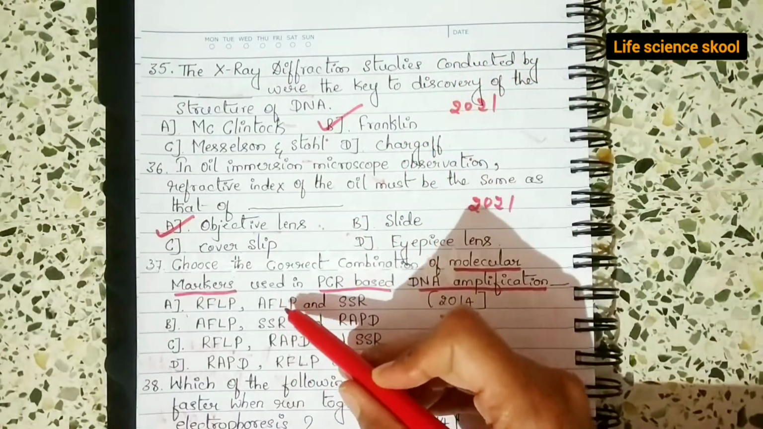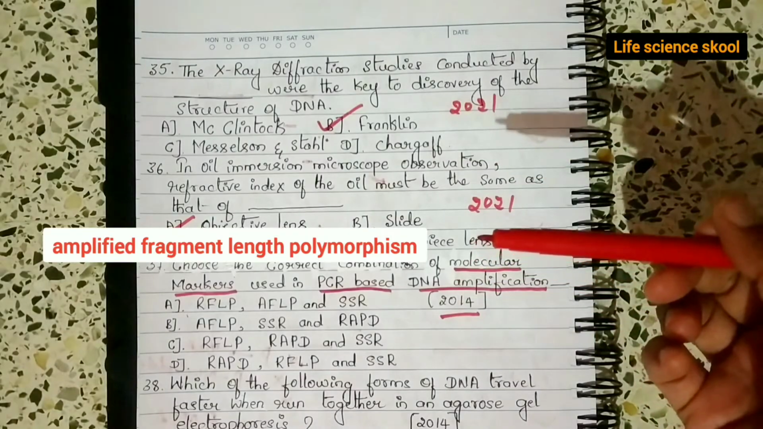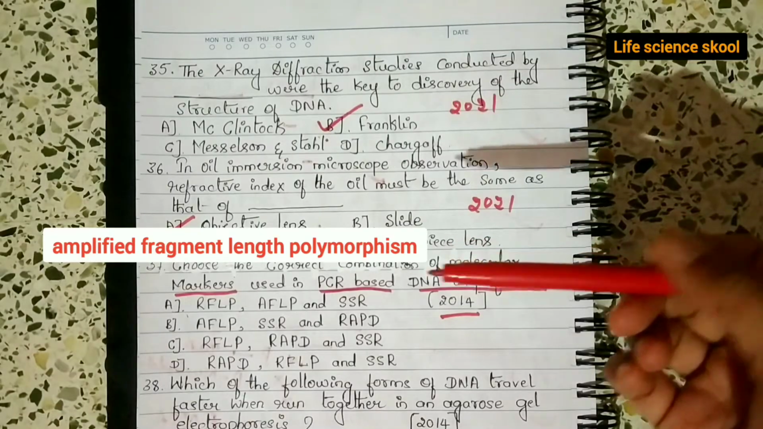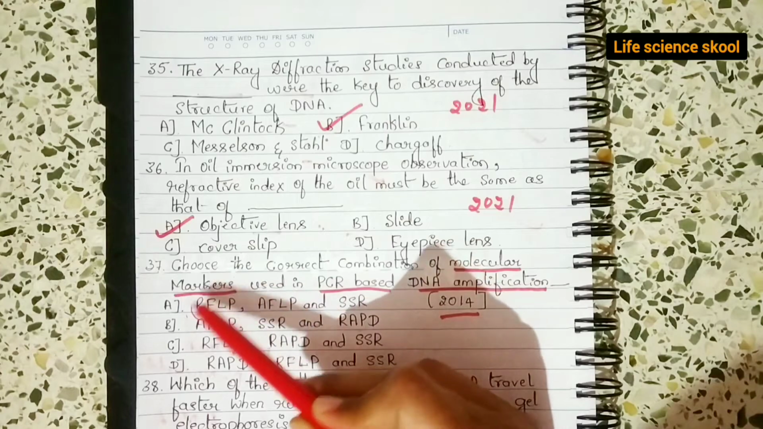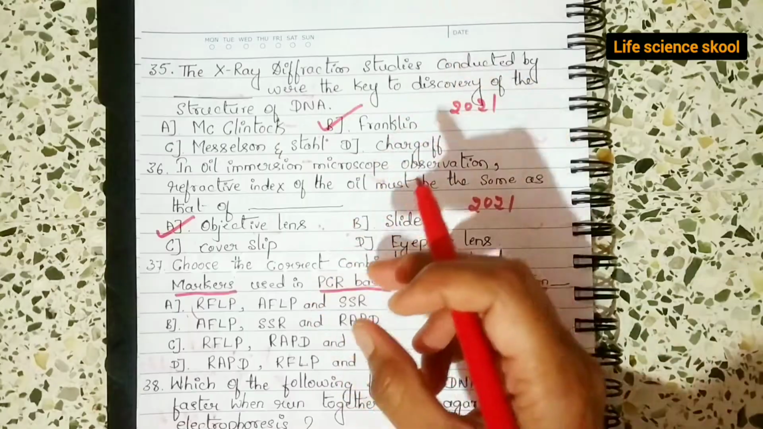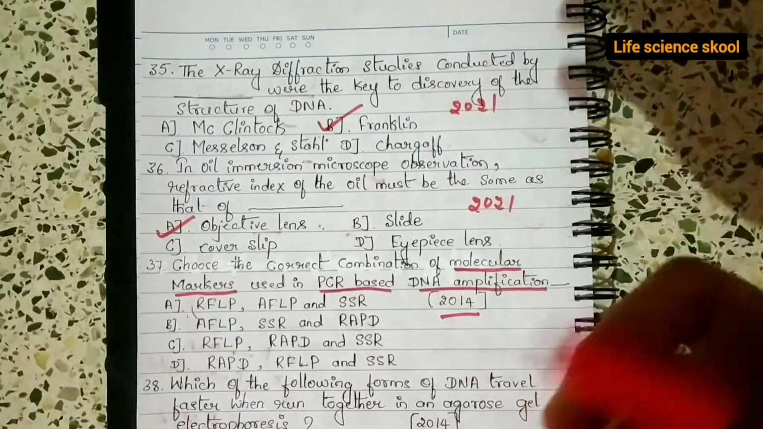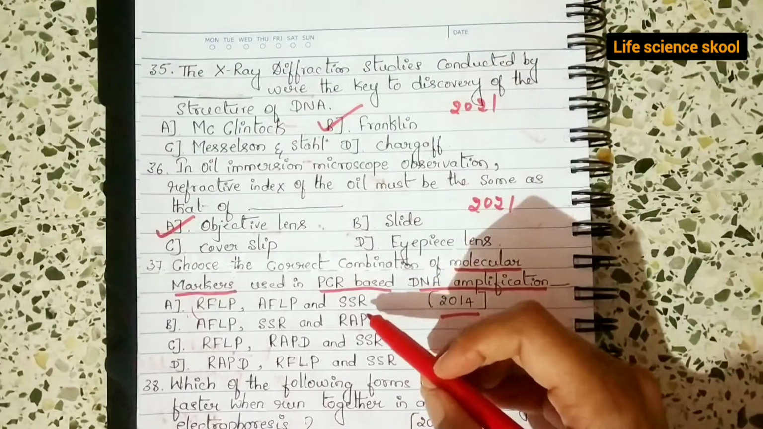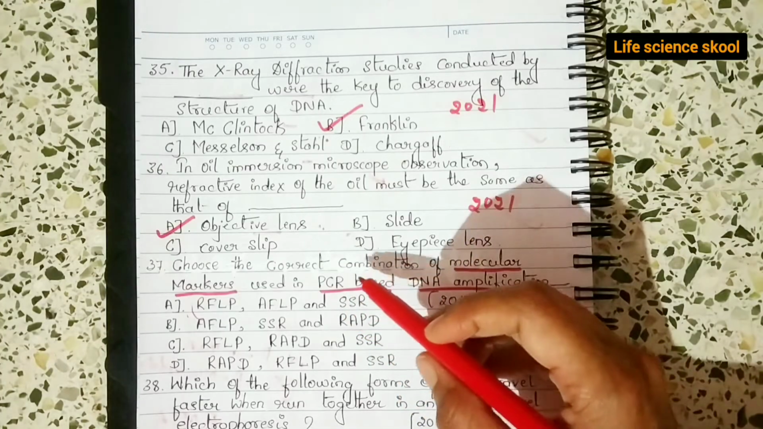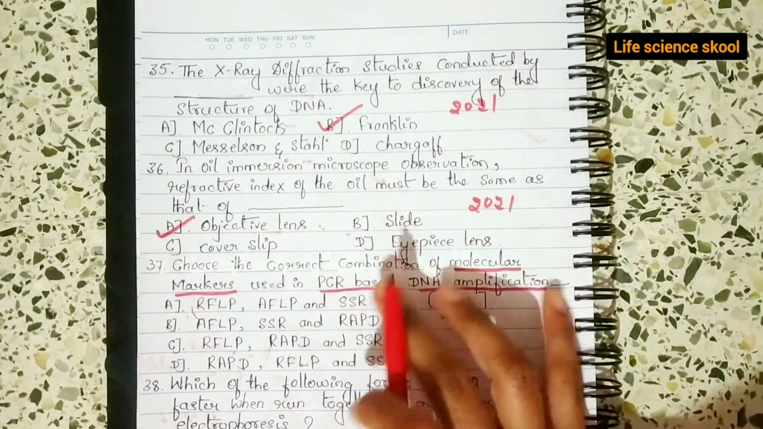In case of AFLP, the long form is amplified fragment length polymorphism, and this is a PCR based technique that uses the selective amplification of a subset of the digested DNA fragments to generate and compare the unique fingerprints for the genome of interest. And SSR is nothing but simple sequence repeats. These also act as genetic markers which are based on PCR. The one which is not based on PCR based DNA amplification is RFLP.